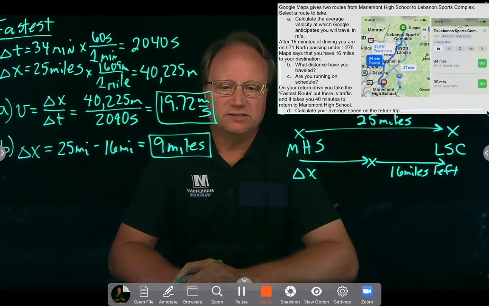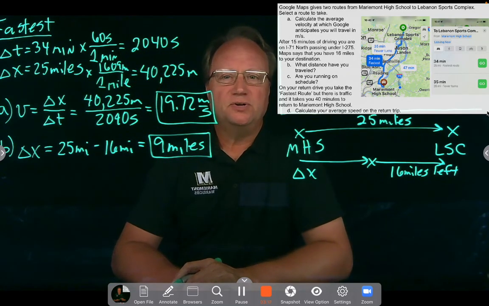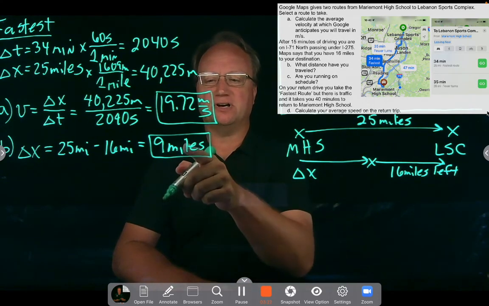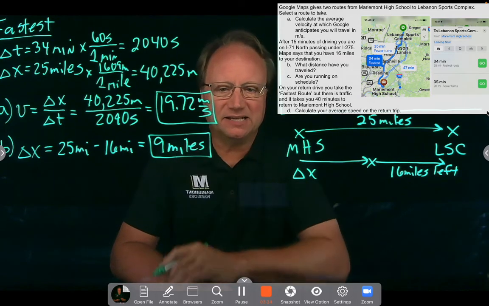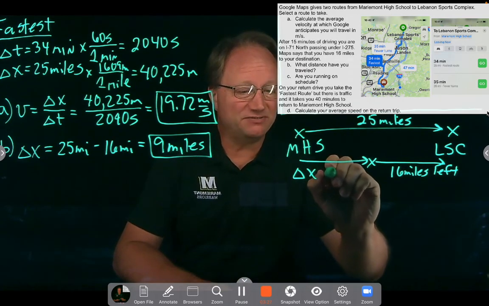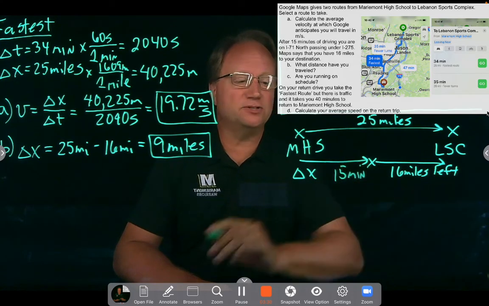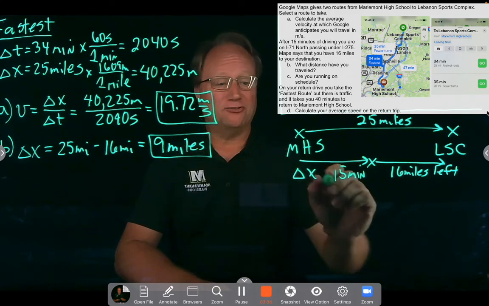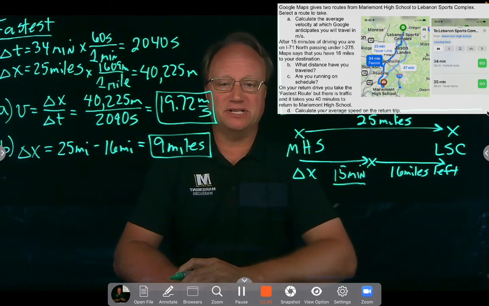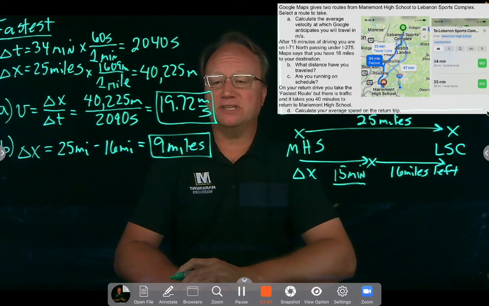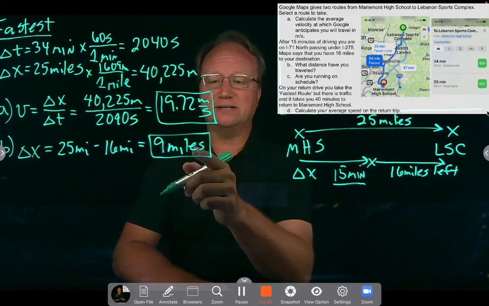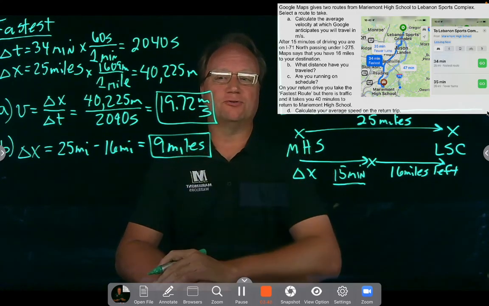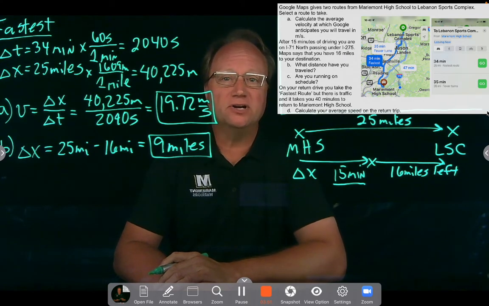Now, part C, are you running on schedule? Well, there are some different ways we can address that question. We know we've gone 9 miles, and it also tells us that we've taken 15 minutes to do that. We can figure out, well, at our average speed, how far should we have gone in this 15-minute time period? Another way we can think of it is we've gone 9 miles in 15 minutes. Well, what's that going to give us for an average speed, and how does it compare to what we calculated up in part A?